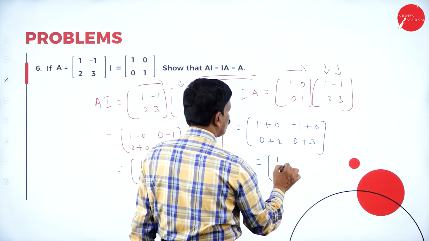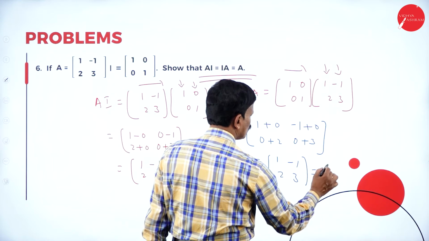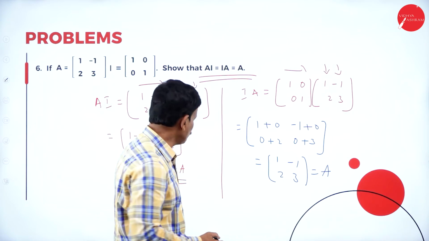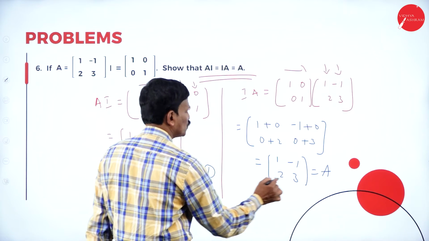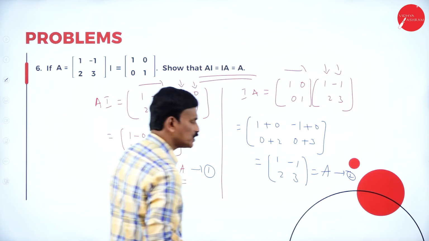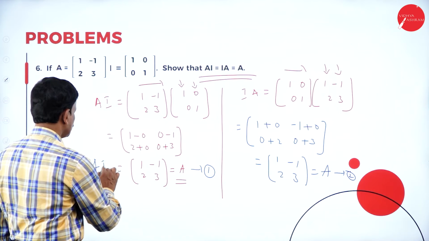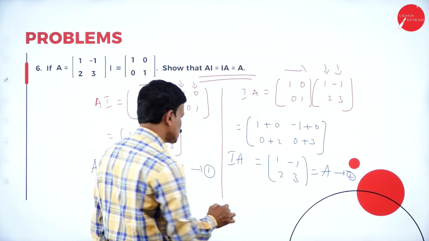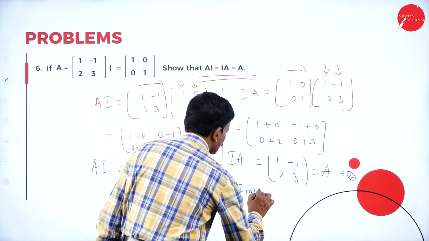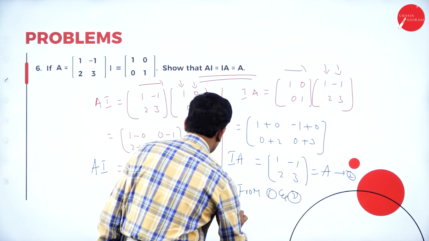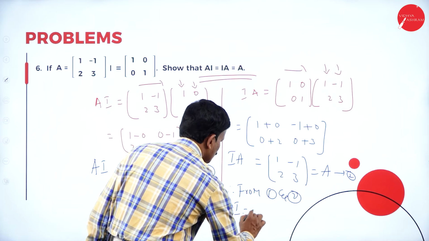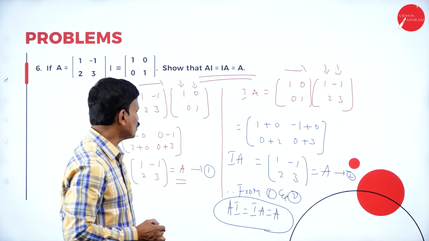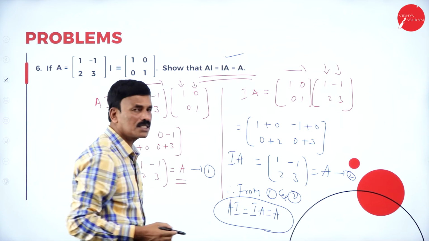That is equal to 1, minus 1, 2 and 3. What is this equal to? The same matrix A, 1, minus 1, 2, 3. Now, what do you say from these two? Let us represent this as equation number 1 and this as equation number 2. If you multiply any matrix with an identity matrix, or an identity matrix with any matrix, you will get the same matrix. So from 1 and 2, we can say that A into an identity matrix is equal to I into A is equal to the same matrix. A into I is equal to I into A is always equal to A. That is an identity property.